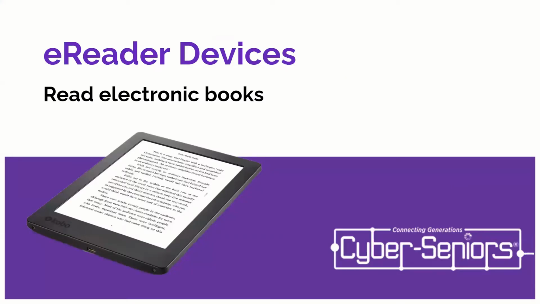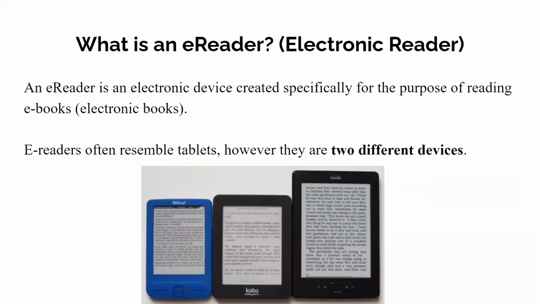Today's presentation will be about e-reader devices and how you can read electronic books. What is an e-reader, or an electronic reader? An e-reader is an electronic device created specifically for the purpose of reading e-books. E-readers often resemble tablets. However, there are two different devices.